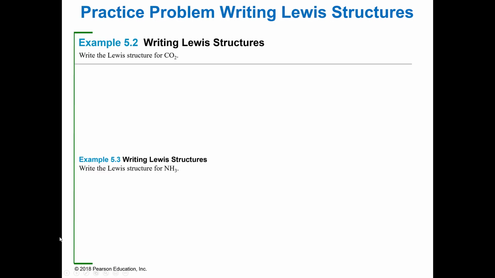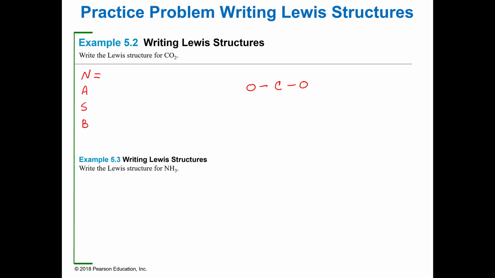Okay, so write the Lewis structure for carbon dioxide. So the first thing we're going to do is write the skeleton. I know that carbon is the least electronegative, plus carbon's almost always in the center. So it's going to be OCO. That's my skeleton. Then I'm going to do the NAS.